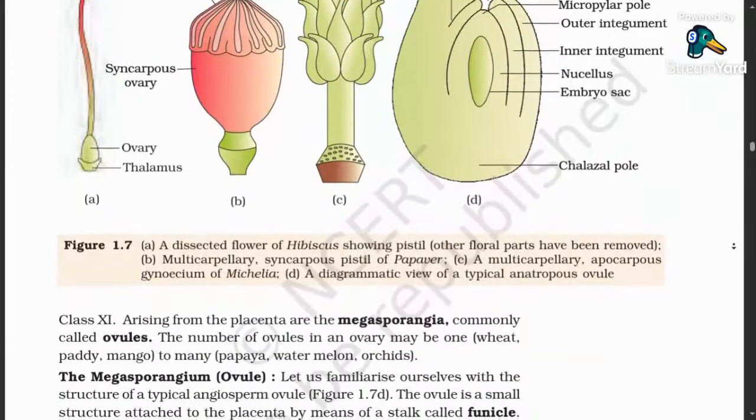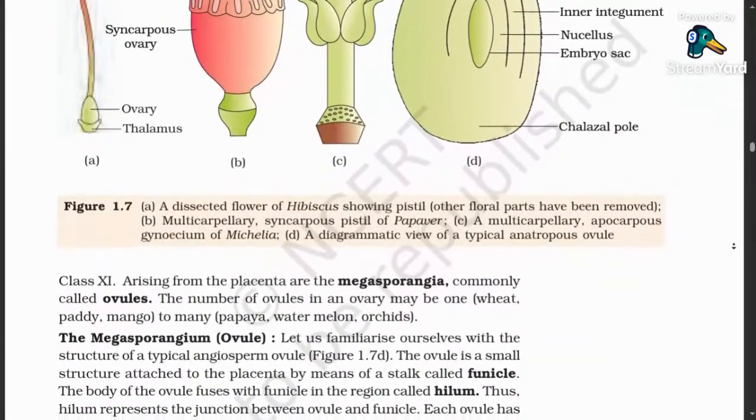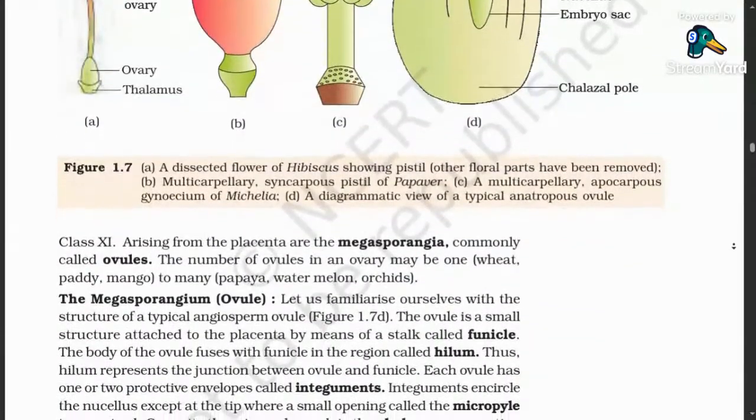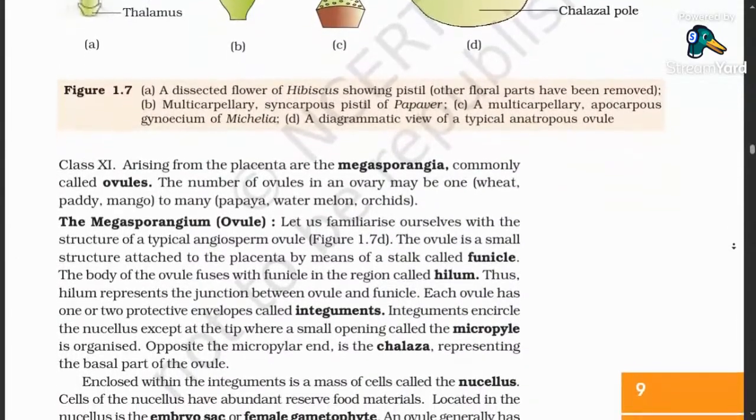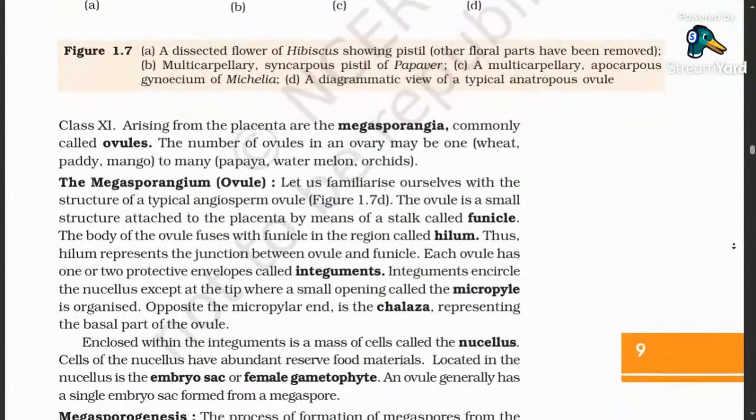The ovule is a small structure attached to the placenta by means of a stalk called the funicle. The body of the ovule fuses with the funicle in the region called the hilum. Thus, the hilum represents the junction between the ovule and the funicle.